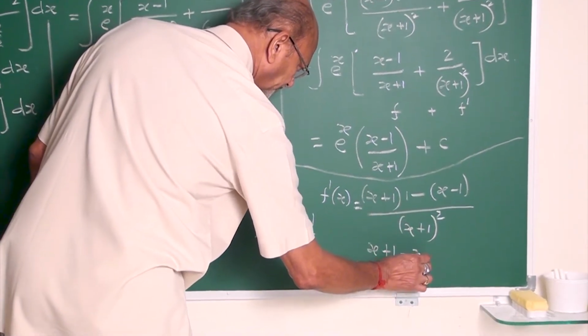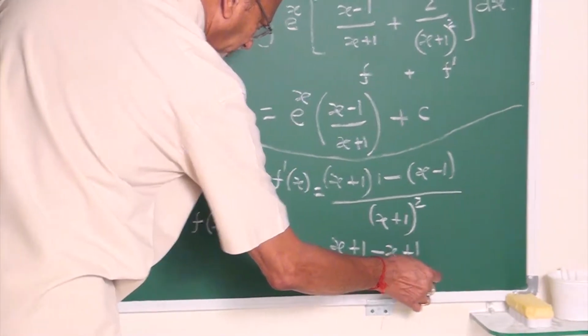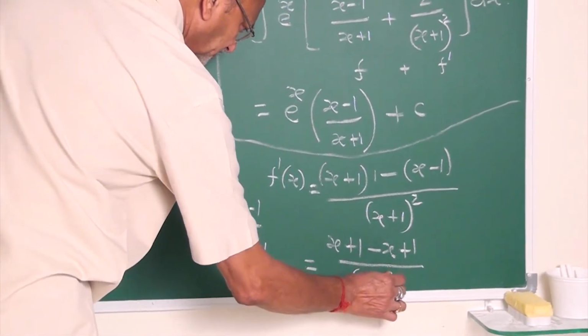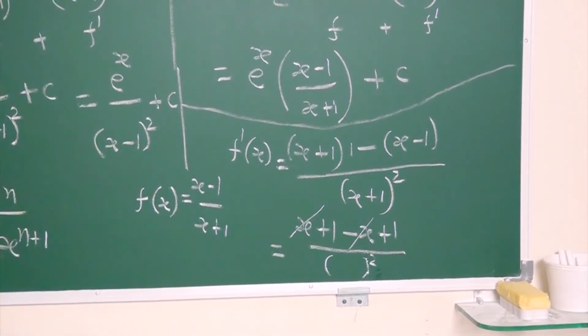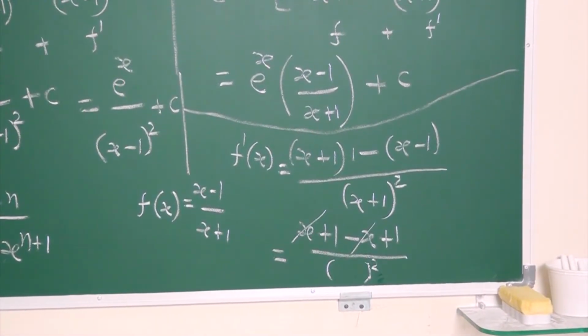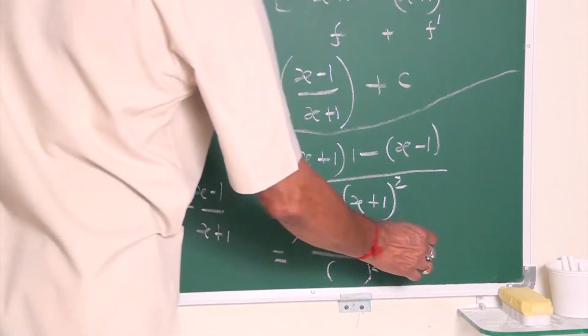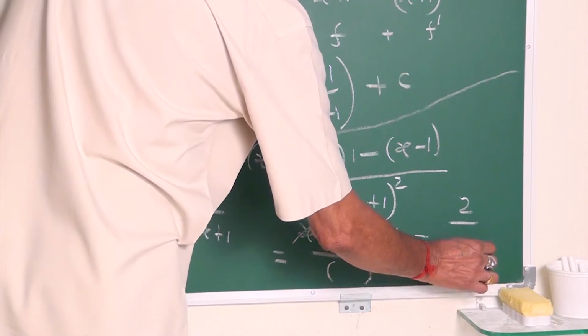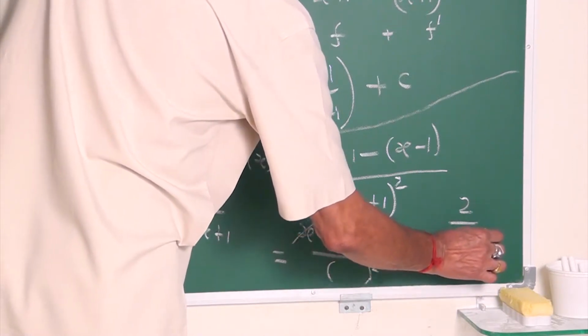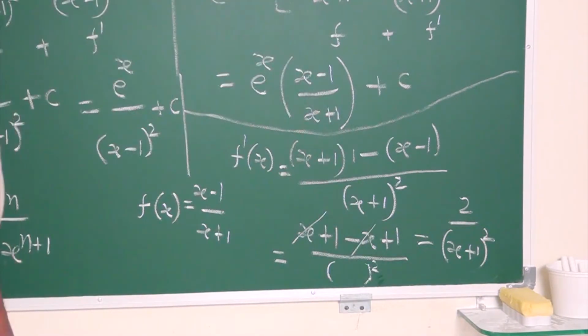x minus of minus, plus 1. The denominator is the square of x + 1. What cancels, my friend? Plus cancels with minus. You are left in the numerator with 1 plus 1, which is 2, upon the denominator, which is (x + 1) whole square.